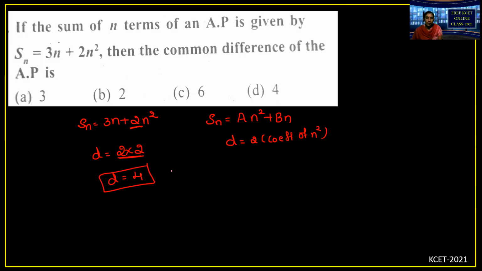If you want, you can apply this formula: Sn is equal to an square plus bn, then the difference is equal to twice the coefficient of n square. Or else.